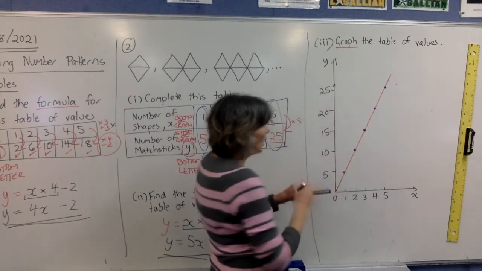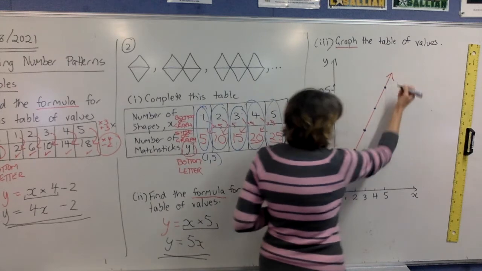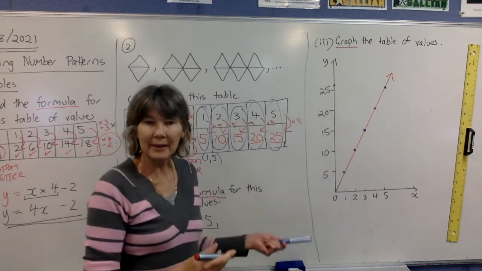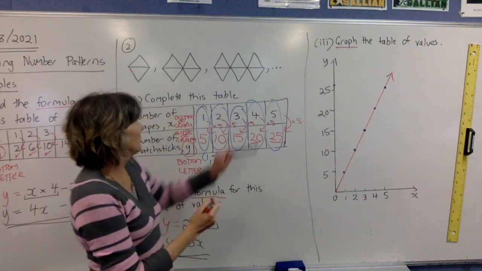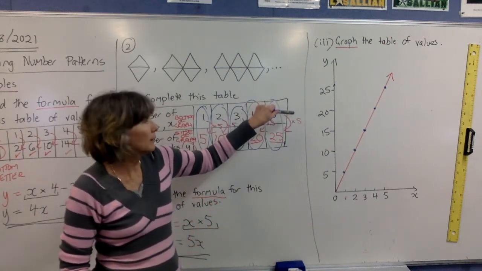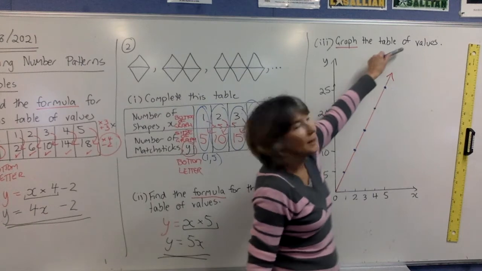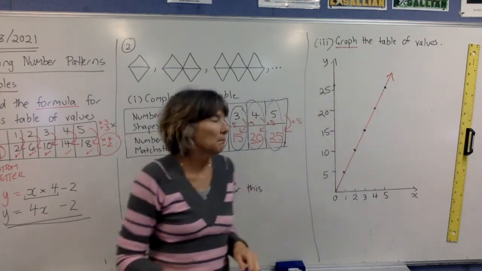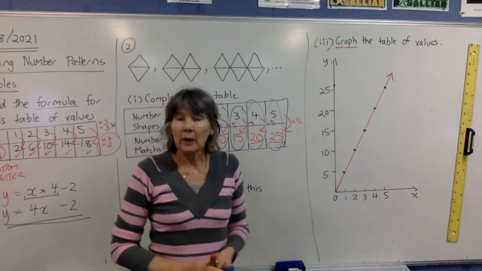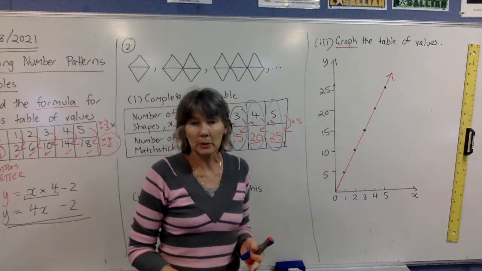Now when you draw your line, use a ruler and make sure you've got an arrowhead on the end there because it does continue. So for instance, if we had another diagram with 6 shapes in it, we should be able to see a point for that, okay? So it goes on forever like this. All right, so that's how you graph it. We're going to come back in the next video and do some more practice.